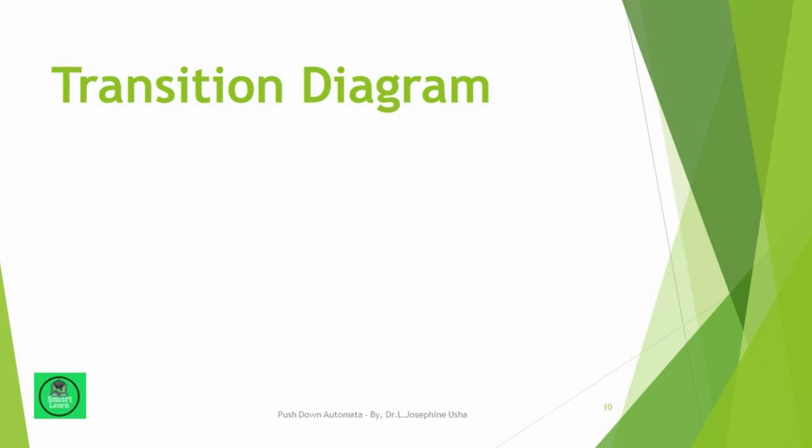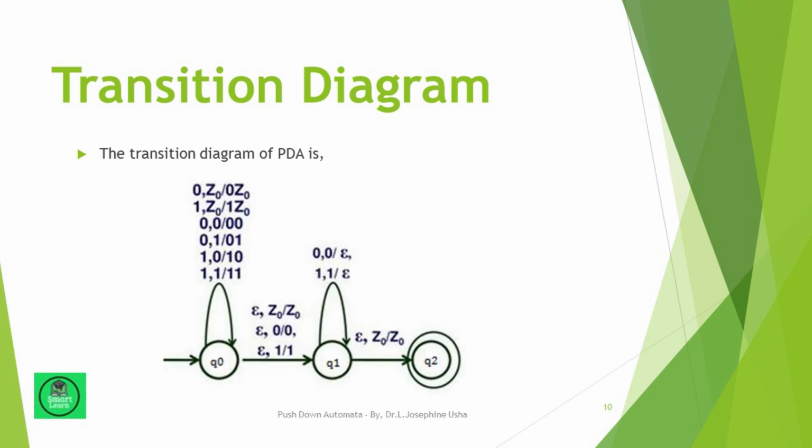Next we see the transition diagram of a pushdown automata. In the previous example we have three states: Q0, Q1 and Q2. In the Q1 state, these are the 6 transitions. Each label represents 3 things. The first one represents the input symbol, the second represents the initial stack content, and after the slash is the stack content after reading the input symbol.